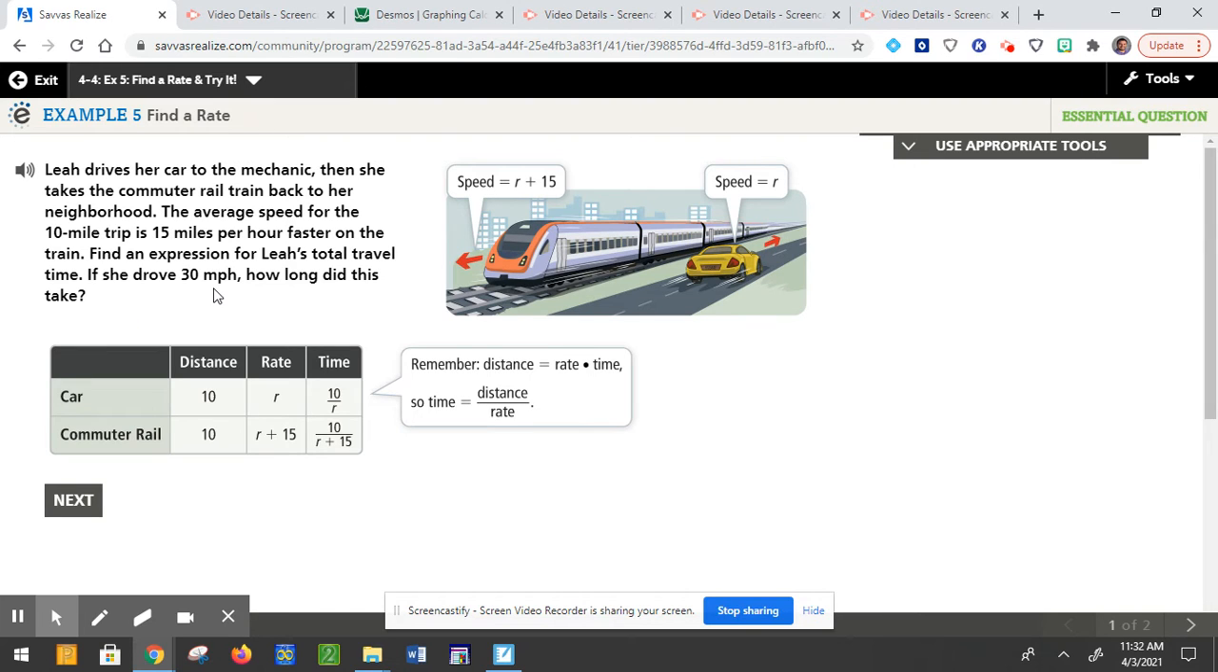So you've got a distance, rate, time chart. Distance is 10 either direction. The rate is the speed, right? So the speed of the car is r, the train is r plus 15. So the time is 10 divided by whatever the rate is. So 10 over r plus 15.